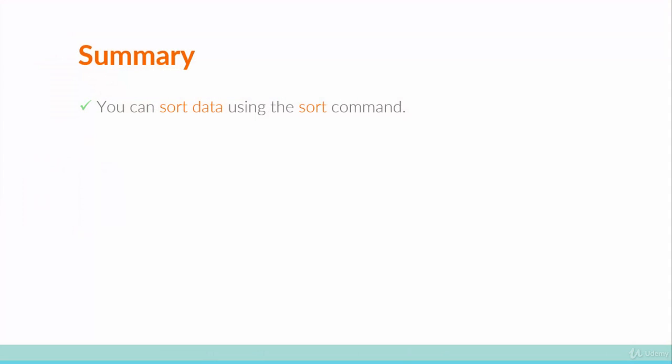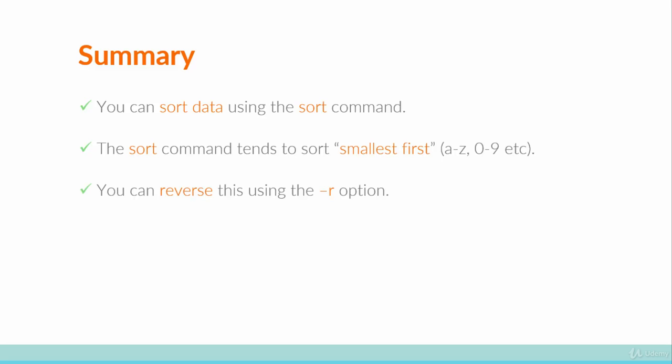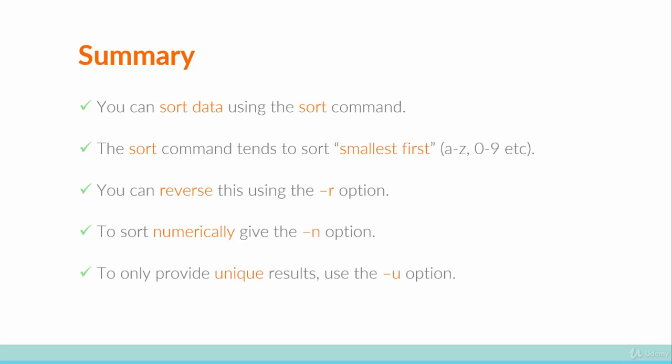So in this video, you've had a bit of an introduction to the sort command, and you've seen that you can sort data using the sort command. Now, the sort command tends to sort smallest first, so it'll tend to sort from A to Z, or from 0 to 9 by default, okay? But you can reverse this by using the R option. The R option stands for reverse, and if you're ever sorting numerical data and you want the sort command to take into account the actual value of the number rather than just the digits that it contains, then make sure that you give the sort command the N option to allow it to sort numerically. And if you only want to get unique results out of the sort command, provide it with the U option, which will filter out duplicates so each result appears once.